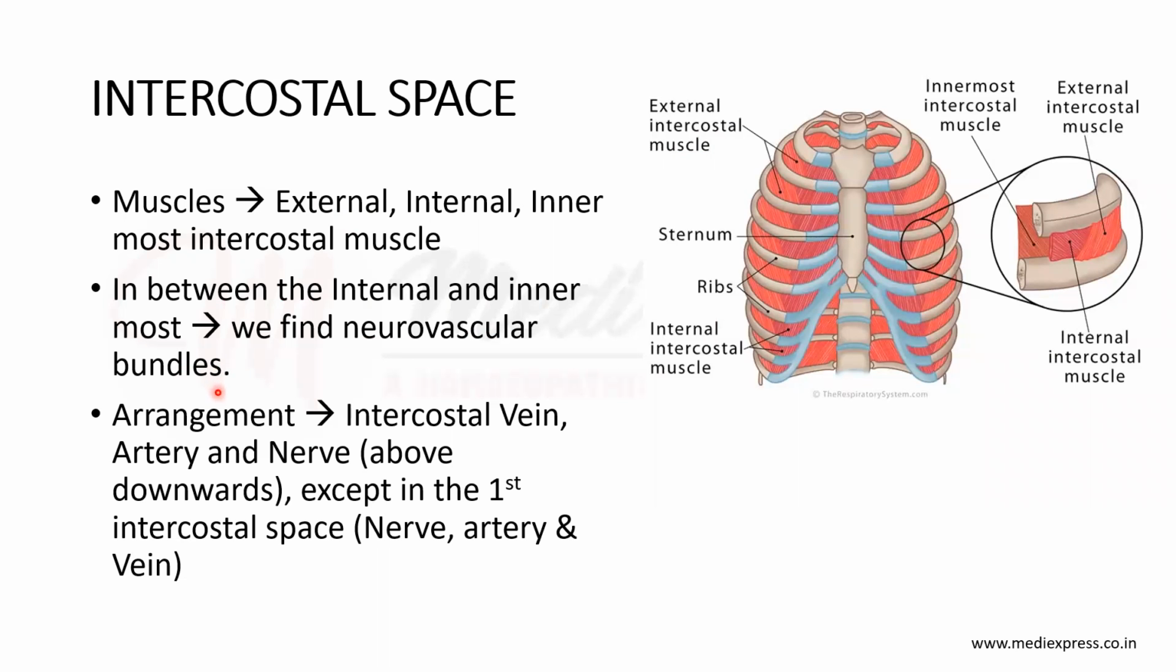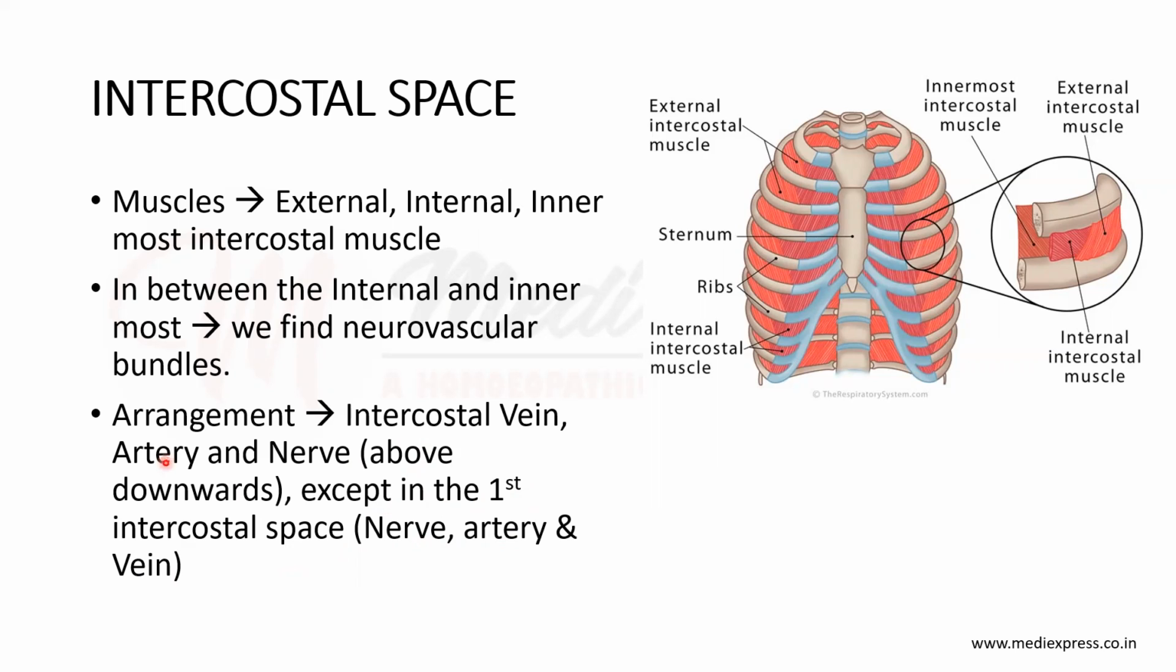Now there is a little difference in the arrangement of the intercostal veins, arteries, and nerve. You have to remember that in all the intercostal spaces, the arrangement of vein, artery, and nerve is intercostal vein first, then intercostal artery, and then intercostal nerve. You can remember vein, artery, and nerve, that is above downwards. But except in the first intercostal space, the arrangement is nerve, artery, and vein. Just the opposite of it.